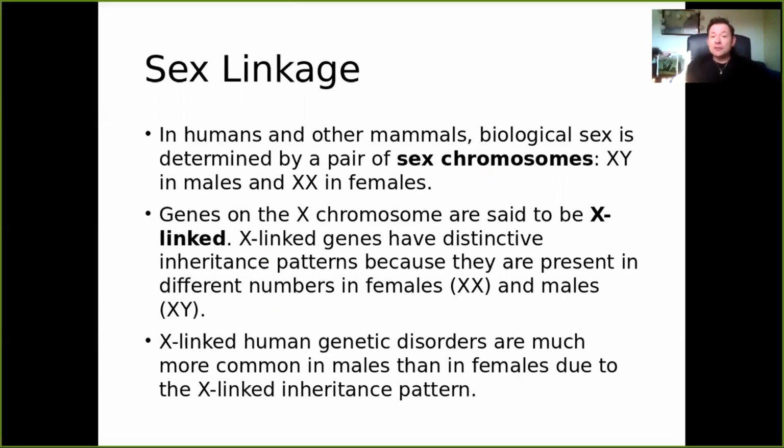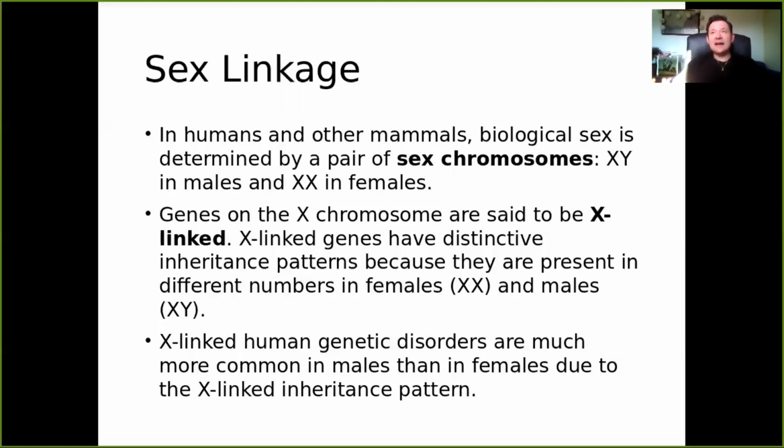In humans and other mammals, biological sex is determined by a pair of sex chromosomes, an X and a Y. So we have two chromosome 1s, two chromosome 2s, 3, 4, 5, 6, 7, 8, 9, 10, 11, 12, etc. However, when it comes to the sex chromosomes, we only have either an X and a Y, that's the pair, if we are male, or two Xs, if we are female.